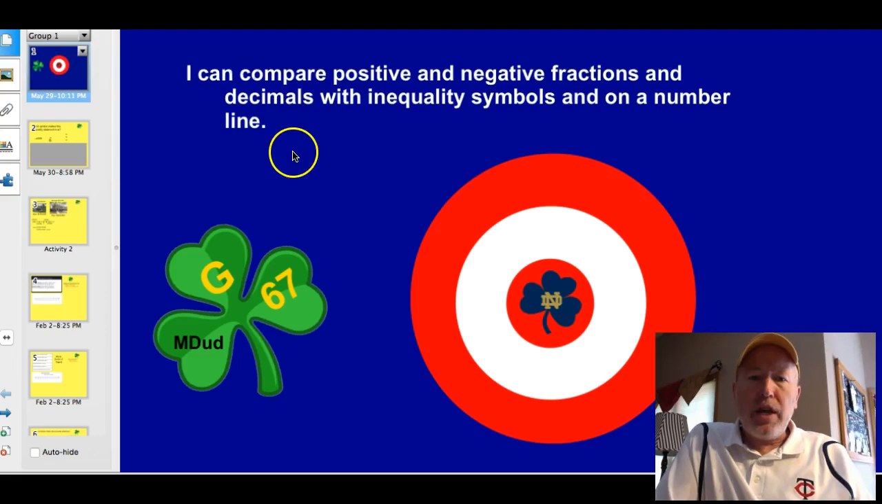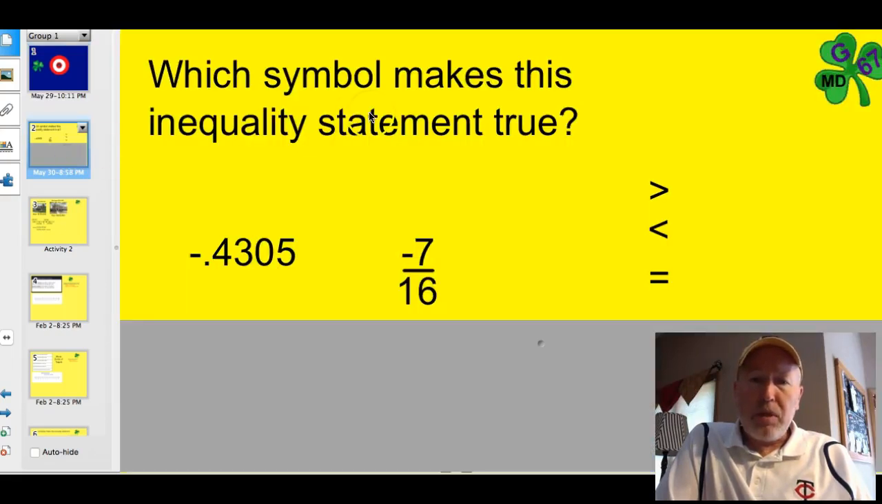All right, officially tonight, I can compare positive, negative fractions and decimals with inequality symbols and on a number line. I'm going to throw integers in there too. There's just a whole lot of targets that involve this, and I think that most of the time they can be solved pretty simply if you follow a couple of steps I'm going to give you.